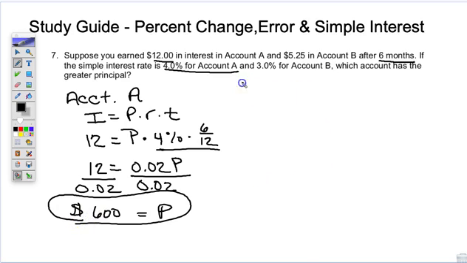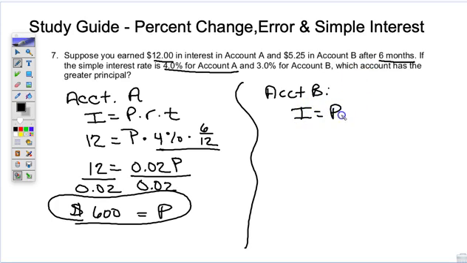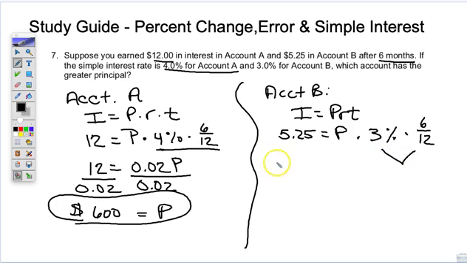Let's go over here. I'm going to separate my paper, and I'm going to figure out what we can get with account B. So again, always start with that magic simple interest formula. We have interest of $5.25 for account B. We are looking for principal. That account earns 3% simple interest, and again, it's going to be 6 out of 12 months. So you're going to multiply these two first.